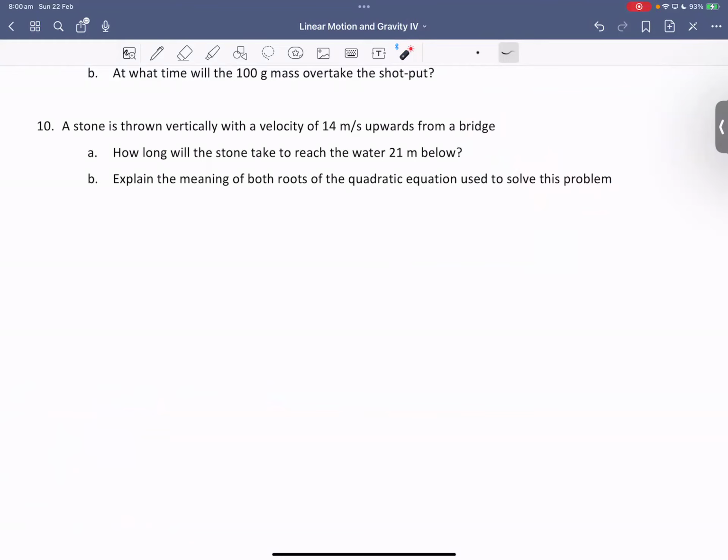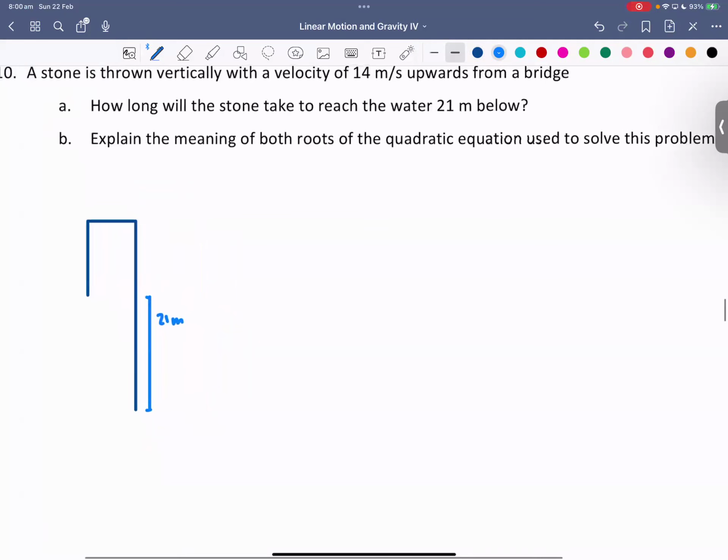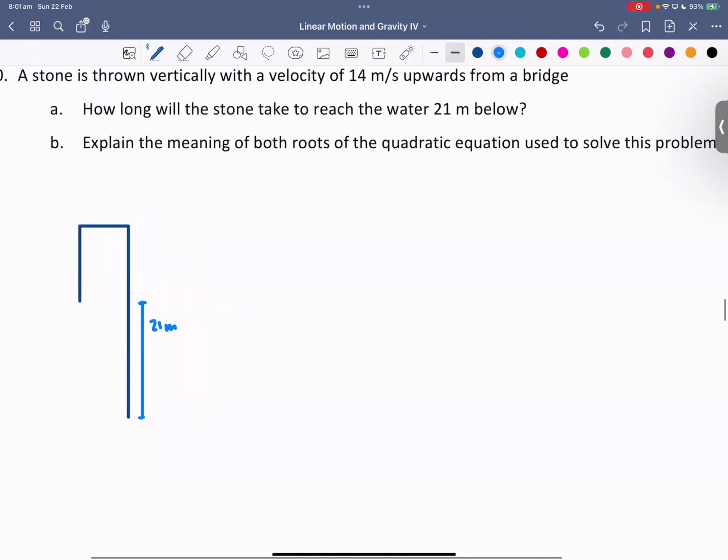All right. A stone is thrown vertically 14 meters per second upwards from a bridge. How long will it take to reach the water, which is 14 meters below? Oh, sorry, 21 meters below. So the water is 21 meters below. That means this distance here till the water is 21 meters. How long will the stone take to reach the water?